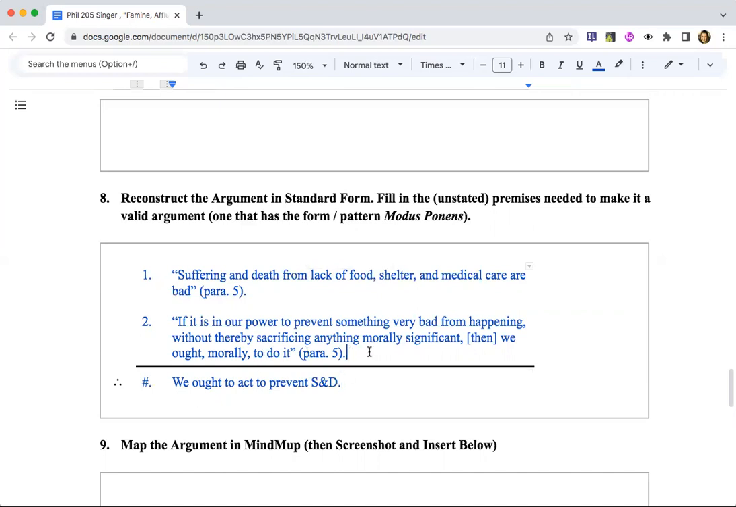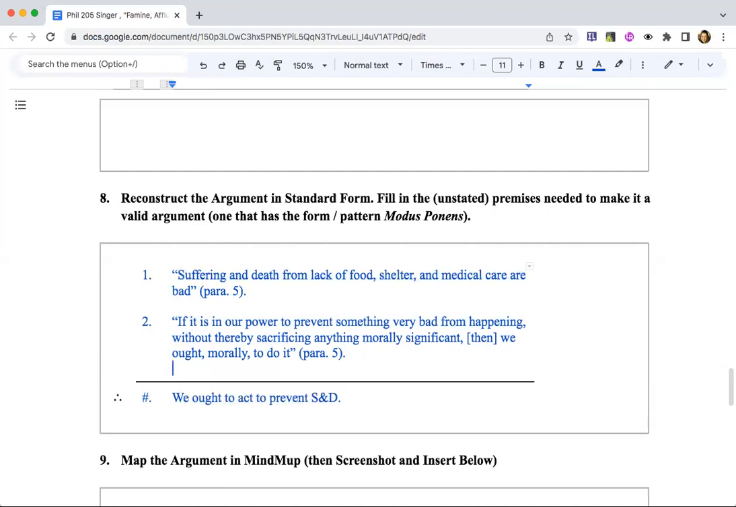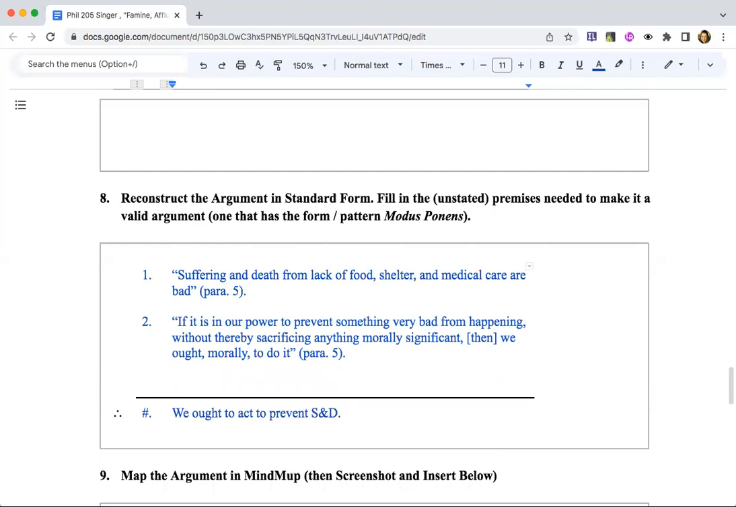Okay. Is this a valid argument? If the premises are true, the conclusion must be true. Principle: if these 3 criteria are met, you ought to act. Well, suffering and death is very bad, so you ought to act. Are the 3 criteria met? What if it's not in your power? Or what if you'd have to sacrifice something morally significant? Those objections, or questions that you might turn into objections: in some cases, it's not in our power. In some cases, we'd have to sacrifice something morally significant. And if we're in one of those cases, we wouldn't have an obligation.